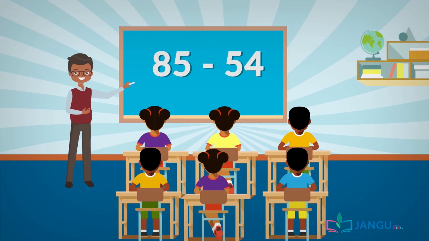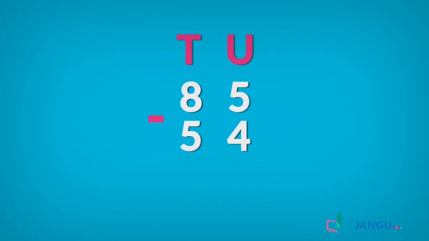85 minus 54. You place the numbers in tens and units. Subtract the units first, and then the tens, giving you 31, 3 tens, and 1 unit.